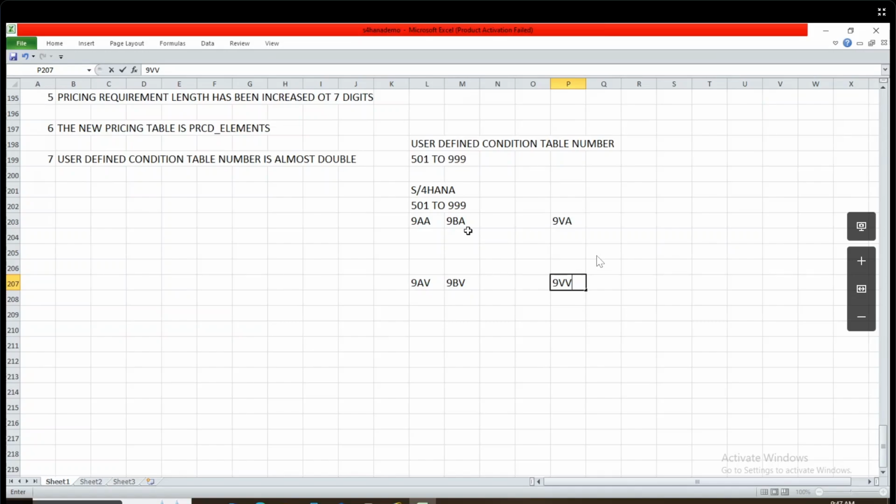Okay. So total how many? A to V, so here 22 into 22, how much? 484. 484 tables you can have here in S4HANA. So these are extra. You can create tables like this in S4HANA.